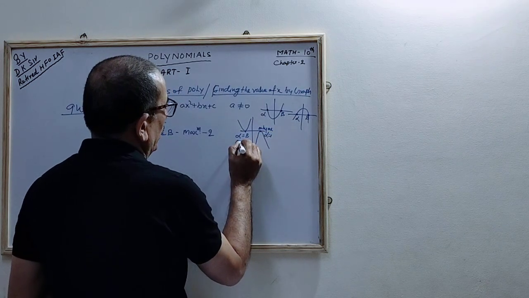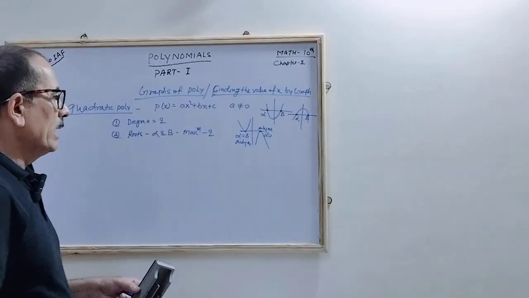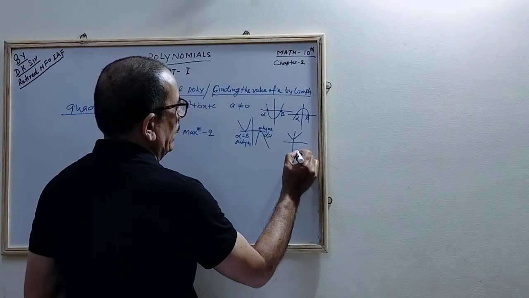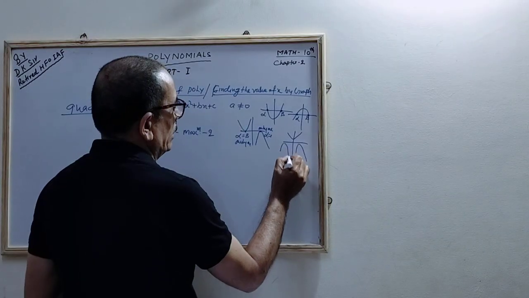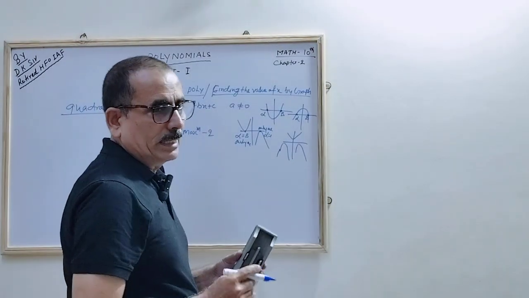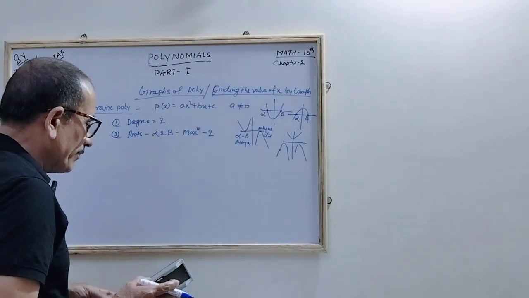Only one value will be there, understood? Only one value will be there, correct? This is the way you can get it. The other type you will get is where it is not at all intersecting, correct? In that condition, there will be no value of x, correct? So the x value you are not getting, understood? What are the shapes that can be there?